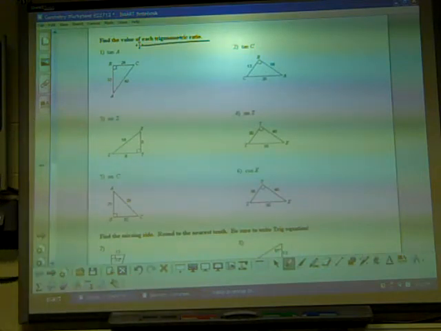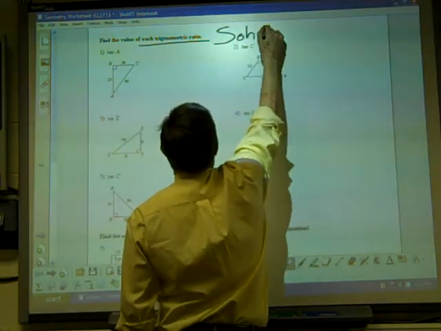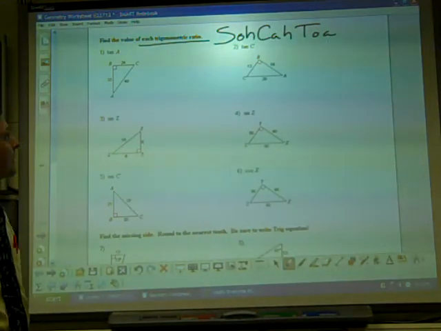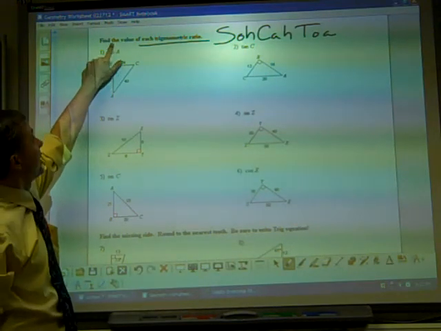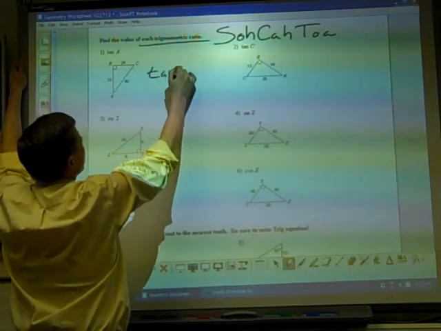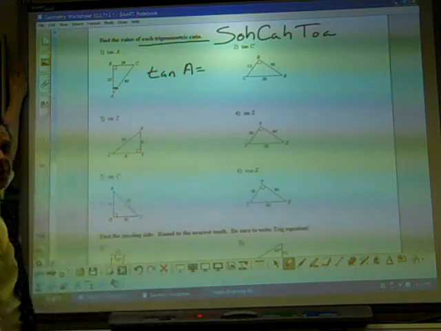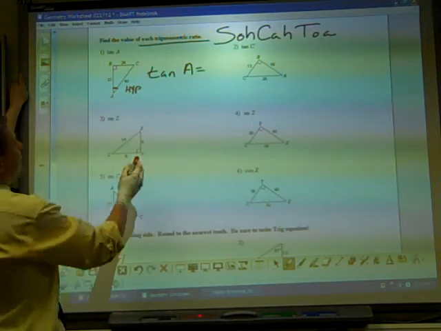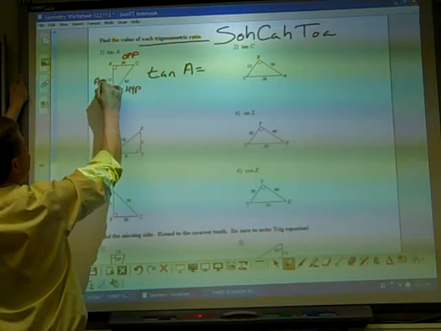So find the value of the trigonometric ratio of each of these. And again, I'm just going to run 1 through 6. Remember, first thing, SOH CAH TOA. All right. It tells us that it wants a tangent of A, and they want to know what that ratio is. So the question is, what does tangent of A equal? First thing we got to do is mark A. We know angle A is there. The hypotenuse is across, so that's HYP. The opposite is across here, that's 24, and the adjacent is here.